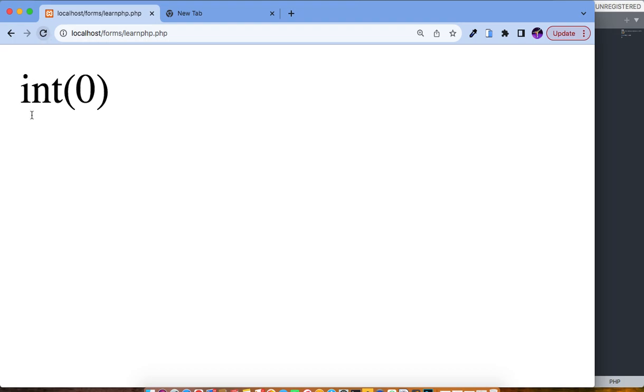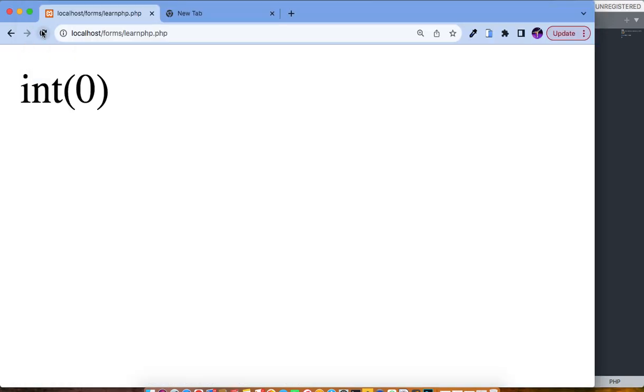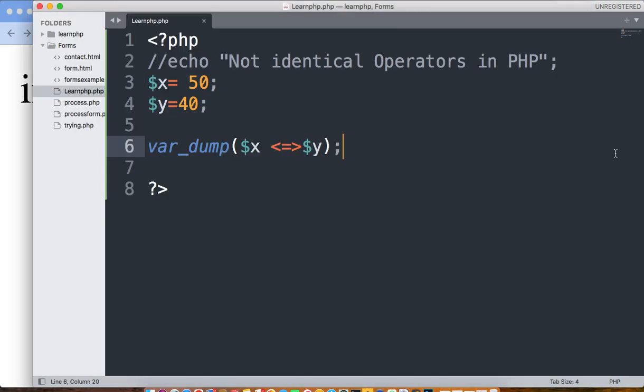So if they are greater than, what is it going to do? It will give us a positive response, indicating that yes, x is greater than y. So you have these three. If it is less than, it gives us negative. If it is equal to, it gives us 0. If it is greater than, it's going to give us positive. So those are the different comparison operators with PHP.